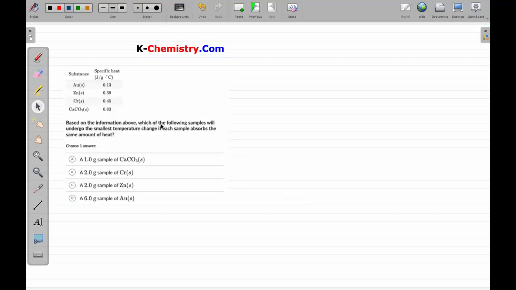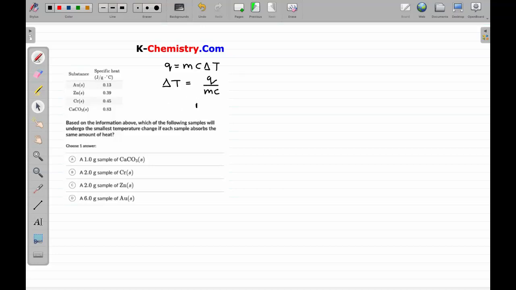Based on the information above, which of the following samples will undergo the smallest temperature change? If each sample absorbs the same amount of heat, you say that Q is equal to mc delta T. So we need to find which of the following undergoes the smallest temperature change. So we are looking for delta T. Delta T is equal to Q over mc.